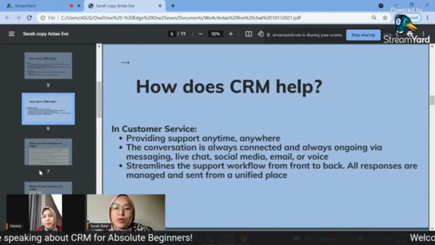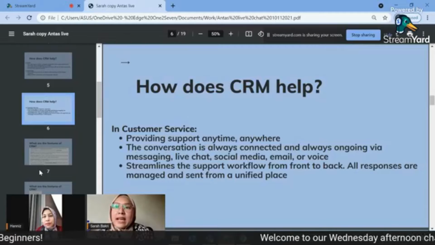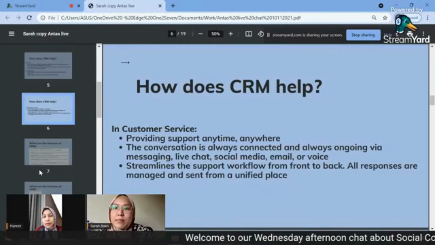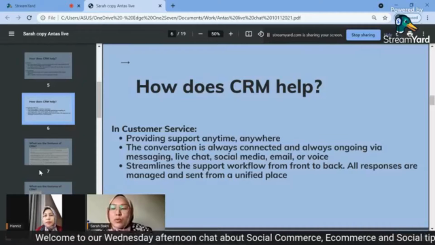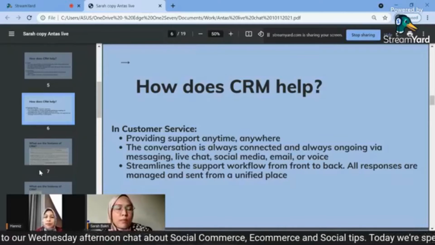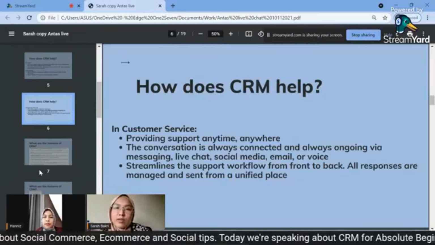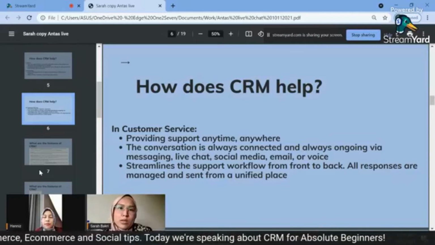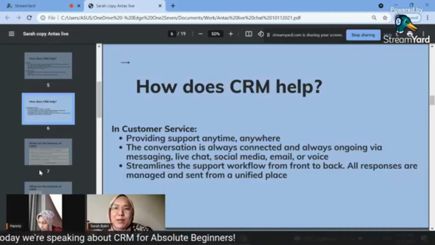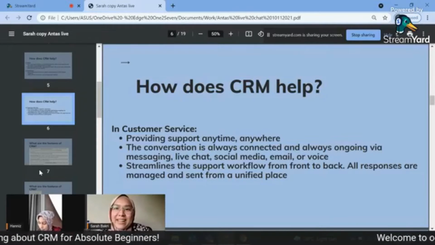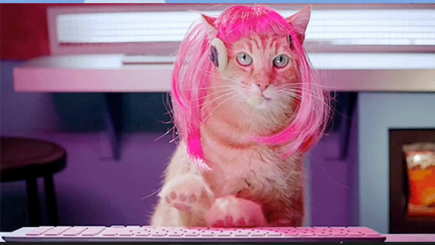And this would save time for you, save time for your customers, and responses are managed and sent from a unified place. So when your customers contact you, it could be from anywhere. It could be through a DM on your Instagram page, or they're tweeting you, and then the same customer could be emailing you after that. I know I've done that. I've contacted them on Instagram, and I still send an email and being all kiasu.